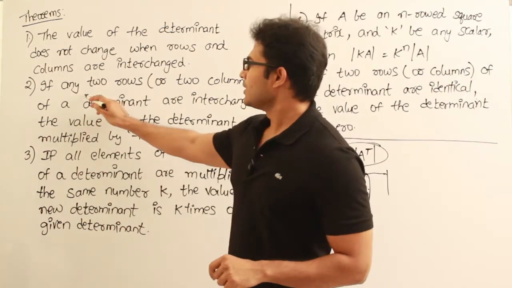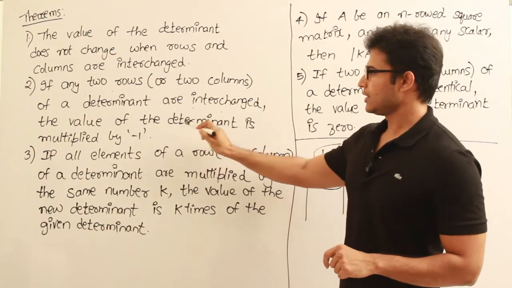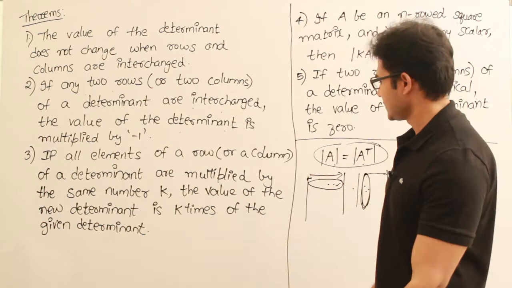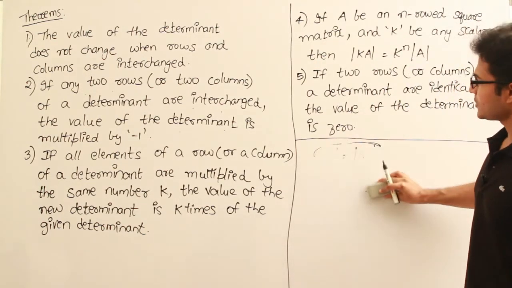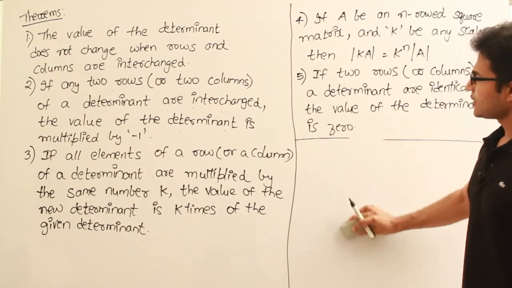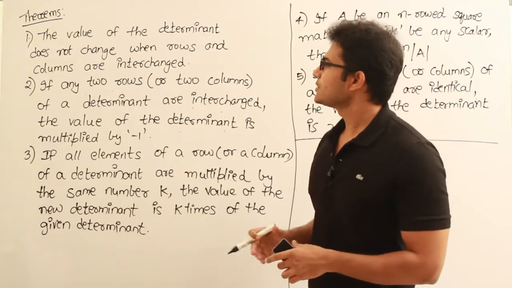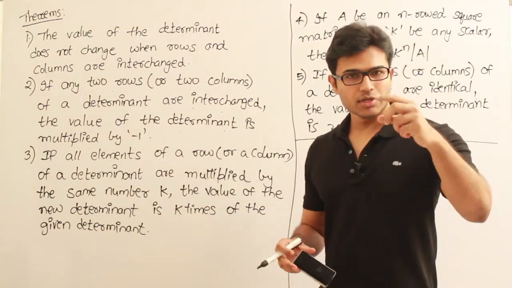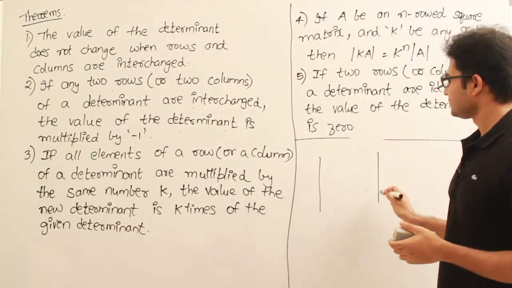And the next one is, if any two rows or two columns of a determinant are interchanged, the value of the determinant is multiplied by -1. So the first theorem and second theorem are different. The first one, rows and columns interchanged, means you are completely transposing the matrix, and the second one, two rows or two columns interchanged, means only two rows or columns are interchanged, like this.